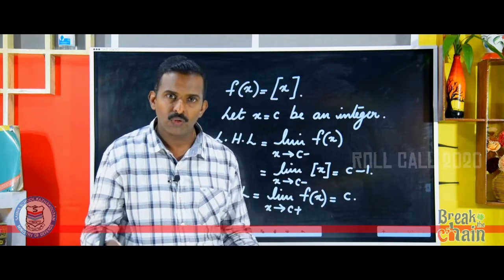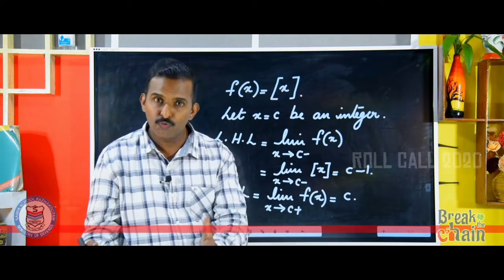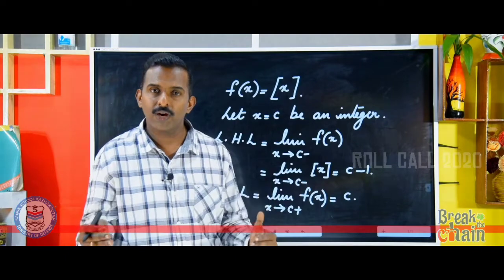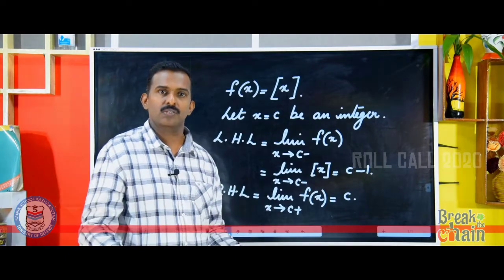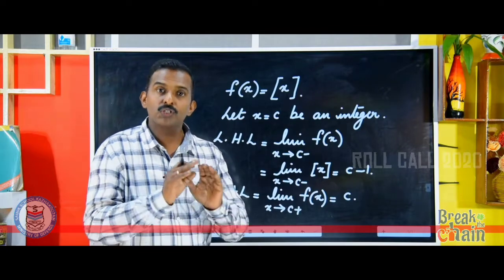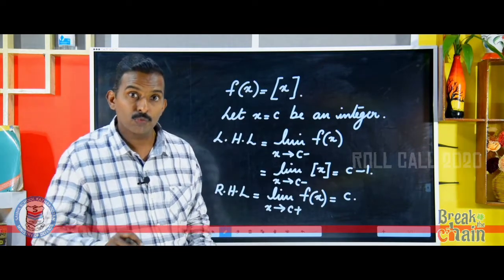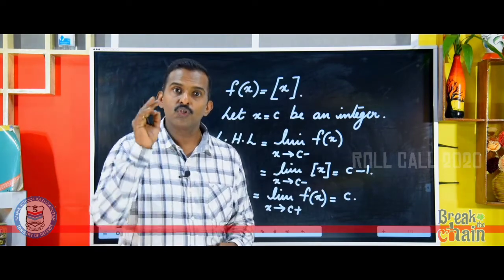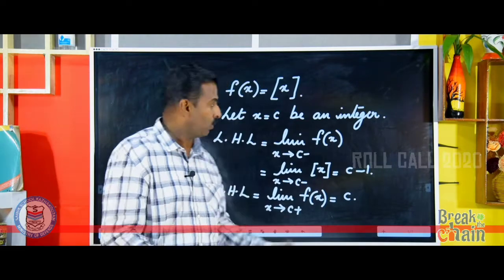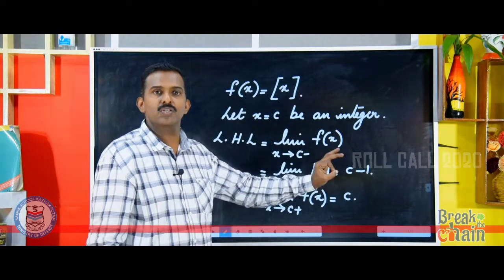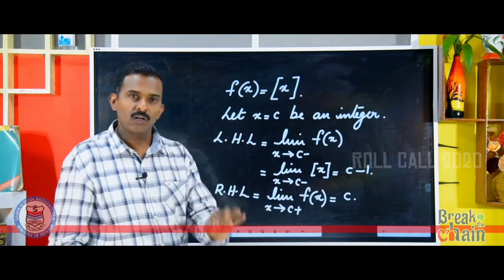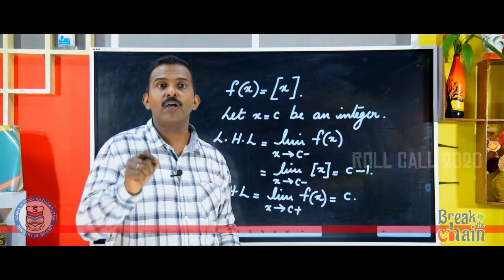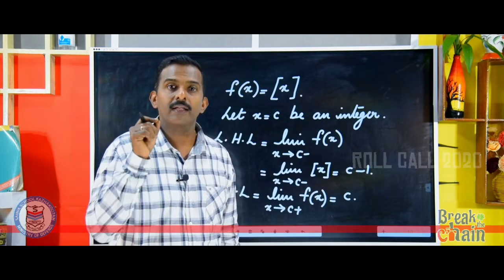If I take 4, the LHL will be 3, the RHL will be 4. If I take the integer 5, the LHL will be 4, the RHL will be 5. Conclusion: the limit will not exist. Now, limit does not exist means it is surely not continuous, because continuity is more than that. In continuity you should have the limit value, and the limit value should be equal to the function value. Therefore in this case, as the limit does not exist, the greatest integer function will not be continuous at any integer, or all points of discontinuity are nothing but integers.